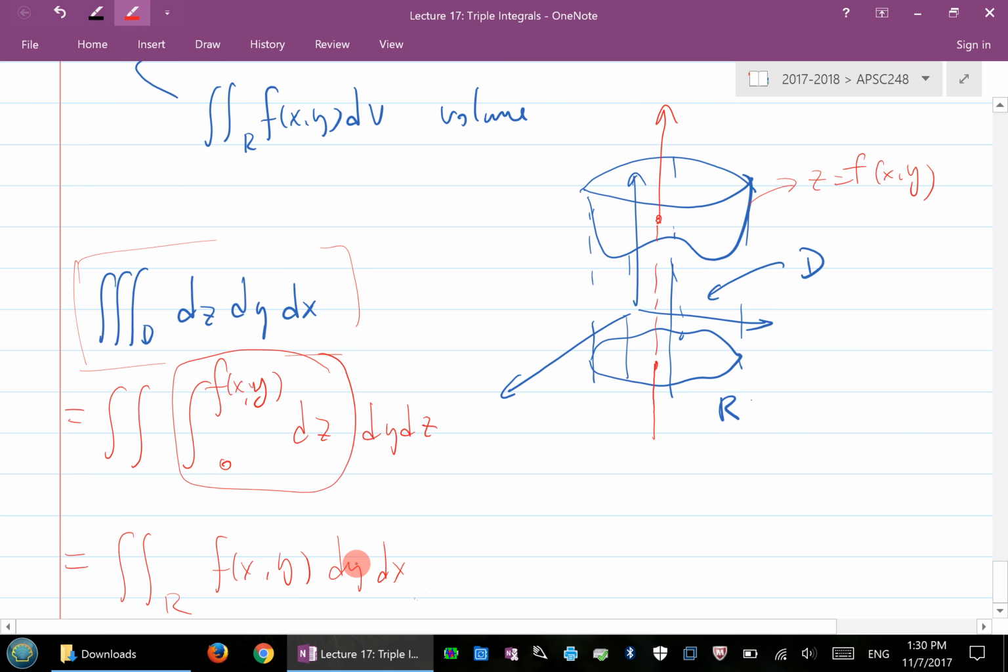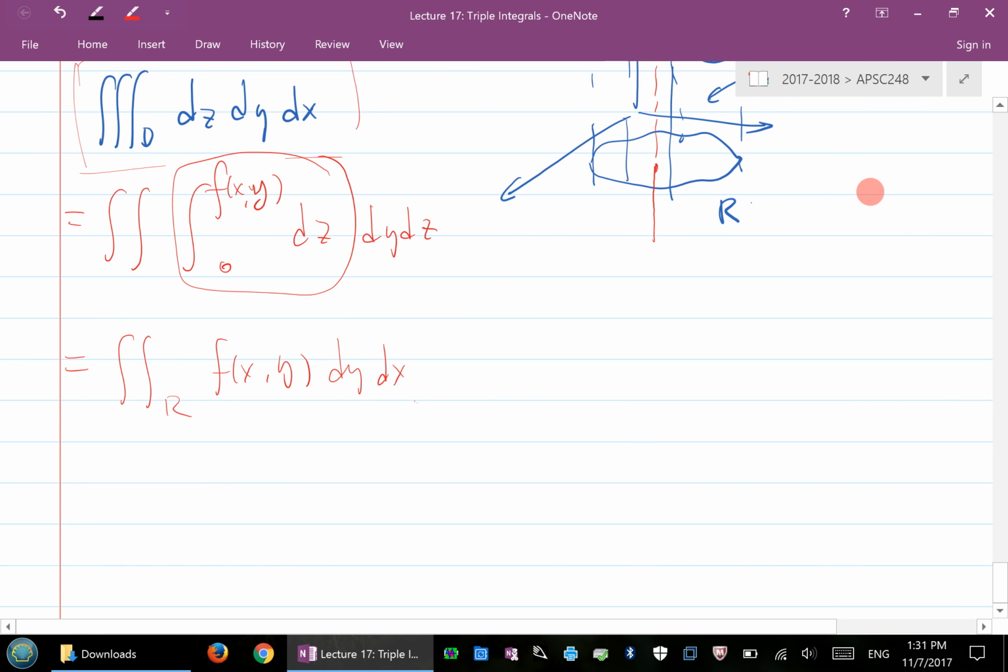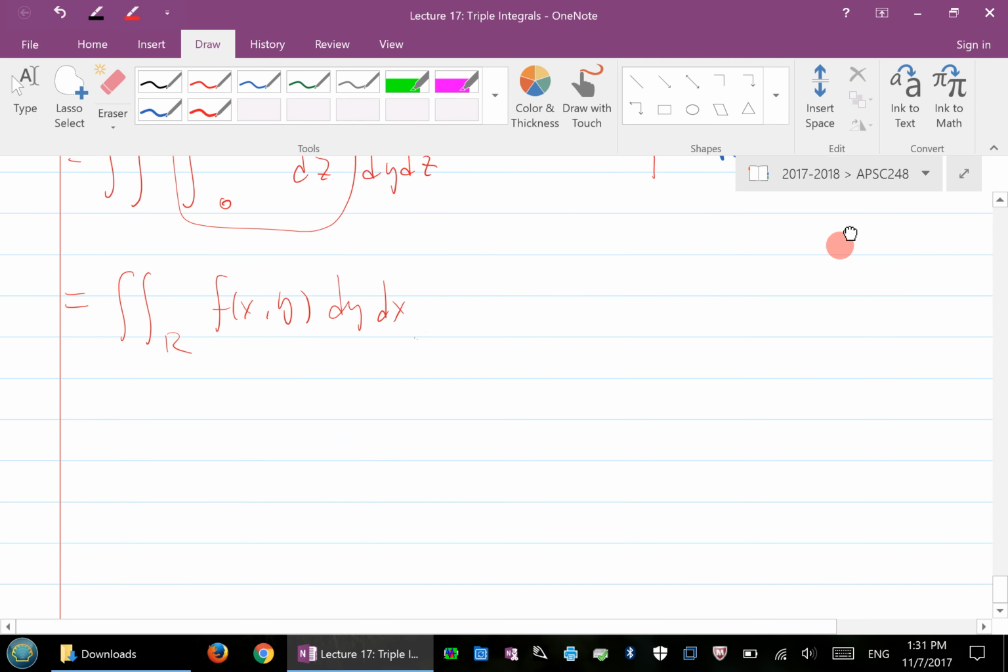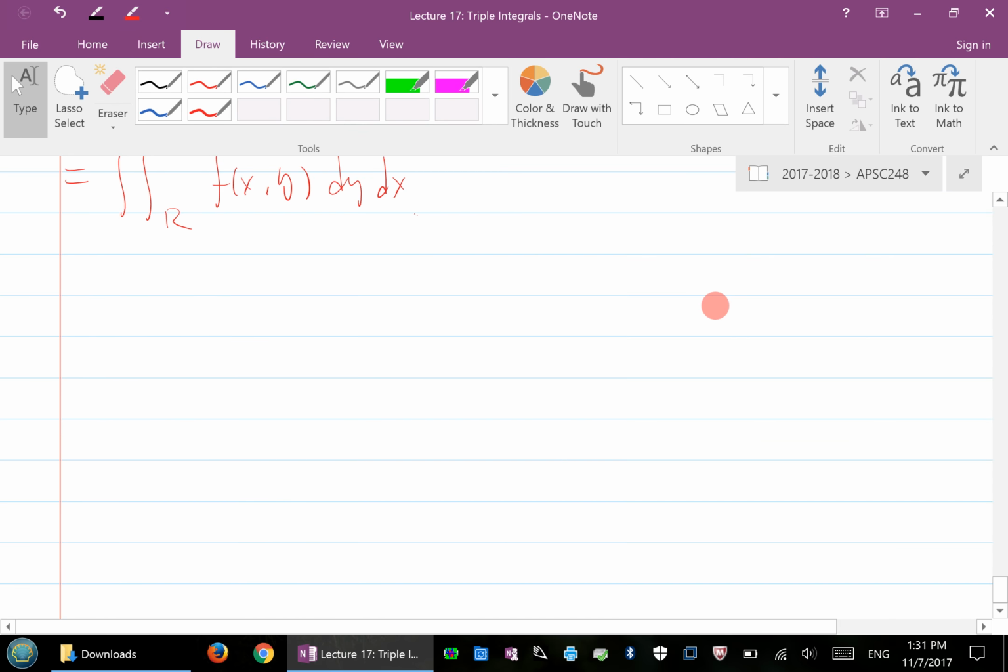Any questions? Okay. So let's continue here. Take a look at another example. Let's take another example here for Cartesian coordinates. For this example, it's just about finding the limits. It's not about doing the integrals.